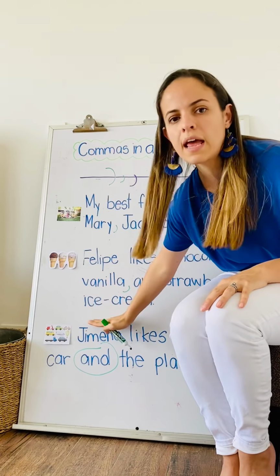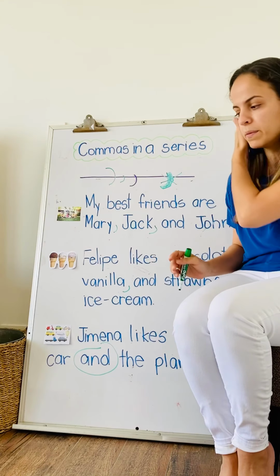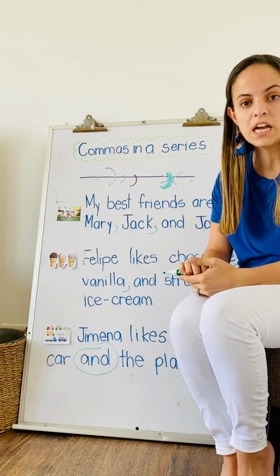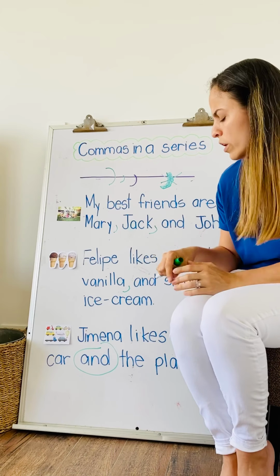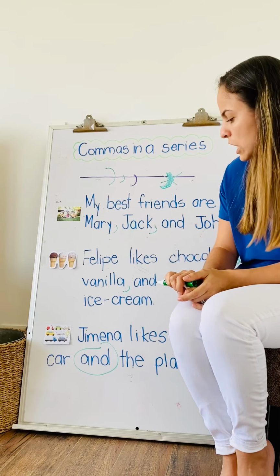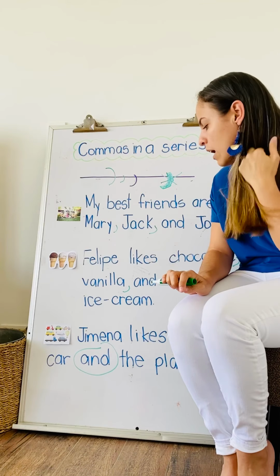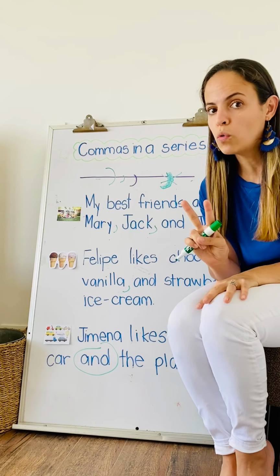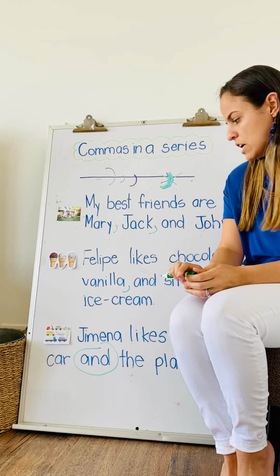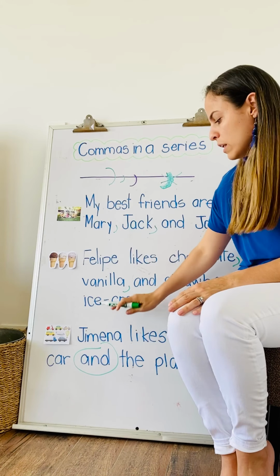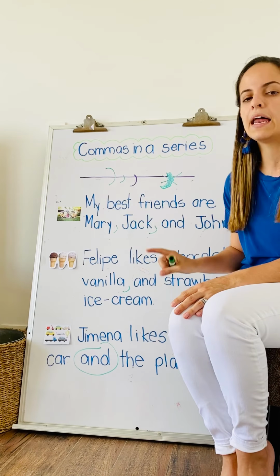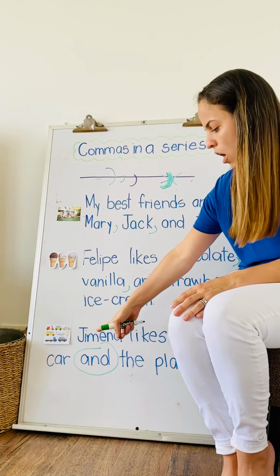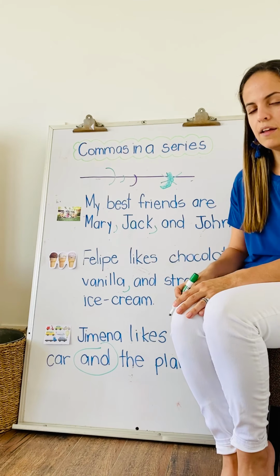Now let's go to the next example, the very last one. I printed out a paper with several means of transportation. So we have a scooter, a hot air balloon, a truck, a car, a plane, a bus, and a bicycle. I want to choose 2 of those means of transportation. So in this example, I chose 2 of them and I wrote this sentence. Jimena likes the car and the plane.